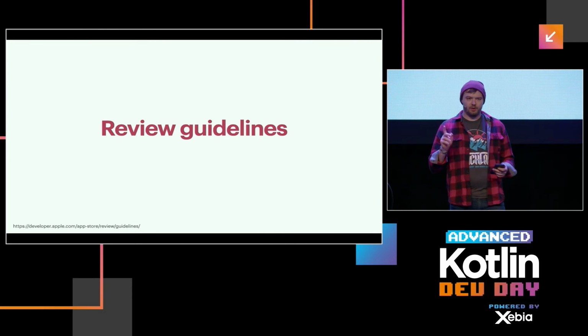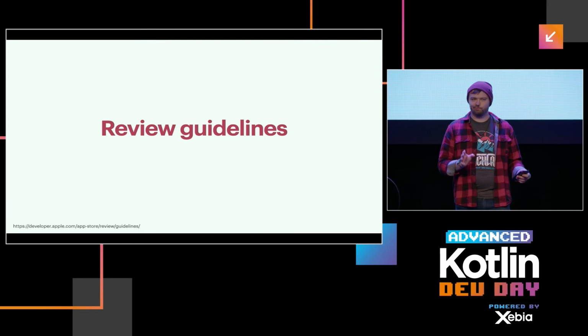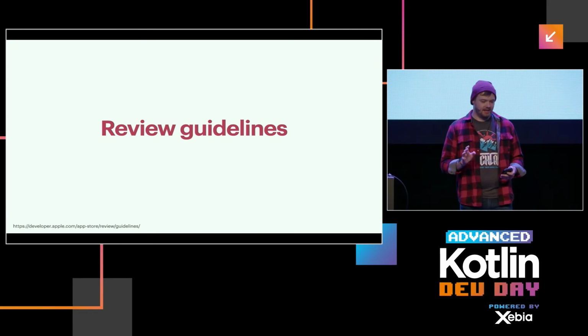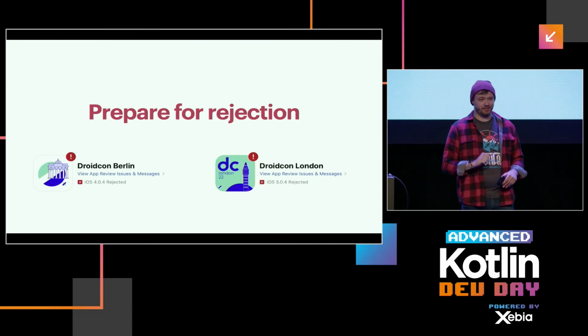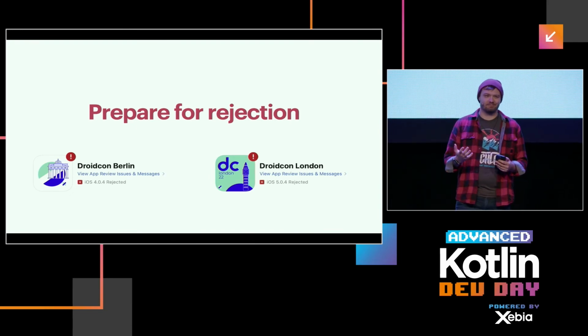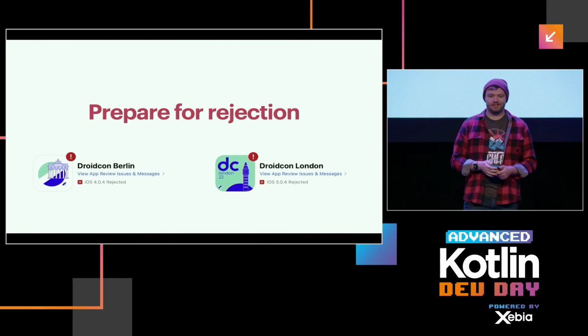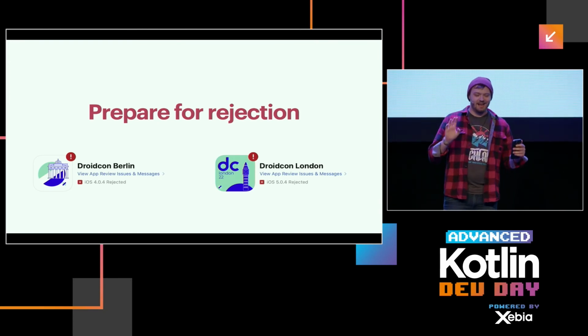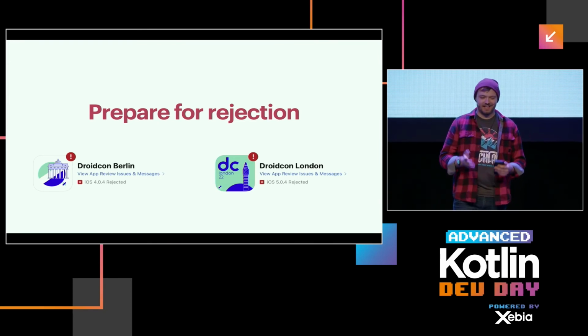Now, when you want to go and release publicly, make sure to review the guidelines. They do change from time to time, and be prepared for rejections. Rejections on iOS are different than on Android. On Android, you really don't want to get rejected. I don't know, maybe that changed now. I haven't released an Android app for a while. But on iOS, that happens all the time.